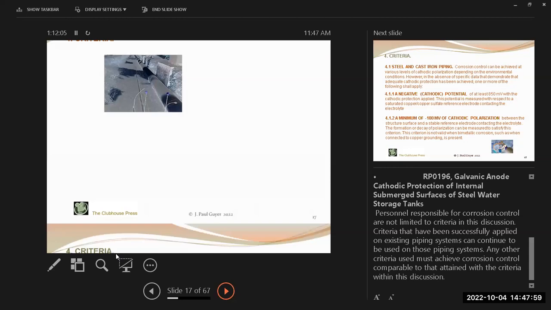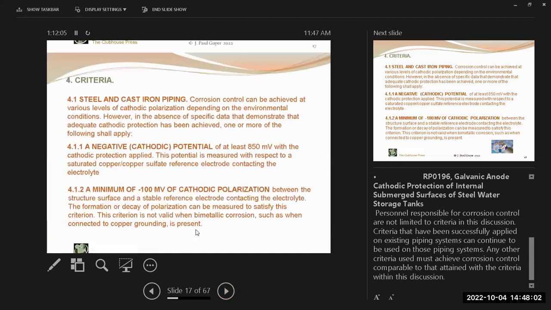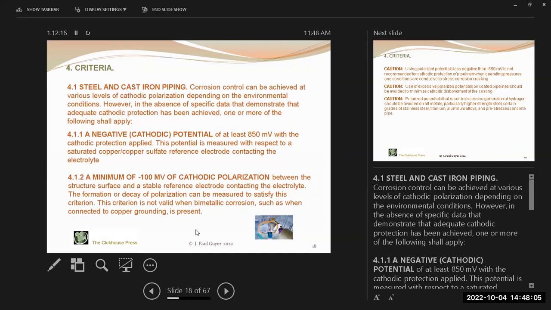For steel and cast iron piping, corrosion control can be achieved at various levels of cathodic polarization. That is the negative, the voltage difference between the electrolyte and the cathode. In the absence, though, of specific data that demonstrate that adequate cathodic protection has been achieved, one or more of the following should be a guide.